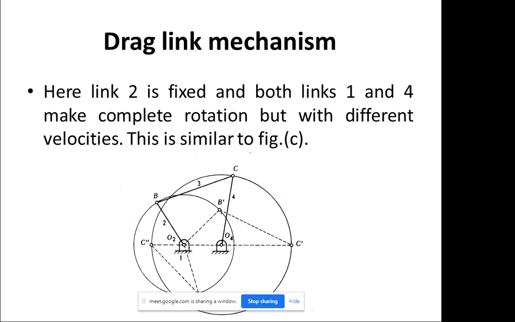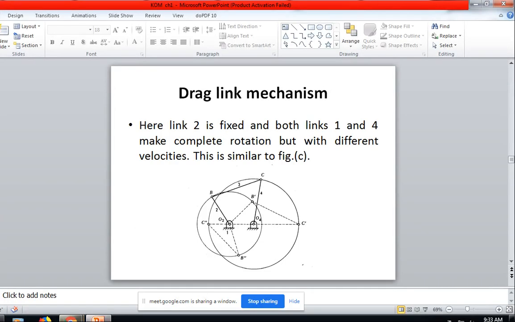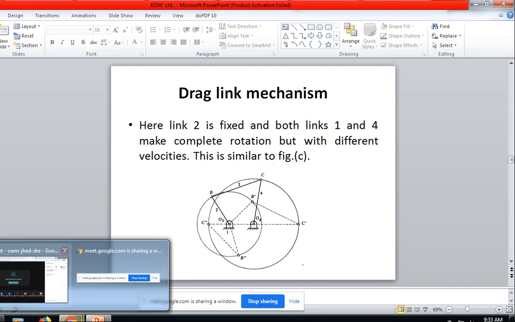So you can see this. What will happen here? O2 and O4 are made fixed here, and the entire rotation is given to link 2. So O2B is going to rotate entirely with this motion, and here O4C will also have entire rotation, but both with different velocities. Okay. So the same is shown in this video.